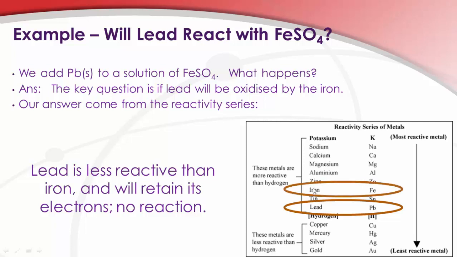And of course, there it is. It's more reactive. And so what this means is that lead will pull electrons from iron if it can, in order to form its reduced version. Flip that around. Lead, 0, will not give electrons to iron. It's less reactive than iron, and so no reaction will occur. So we can do that for any case where we place metals in contact with each other.